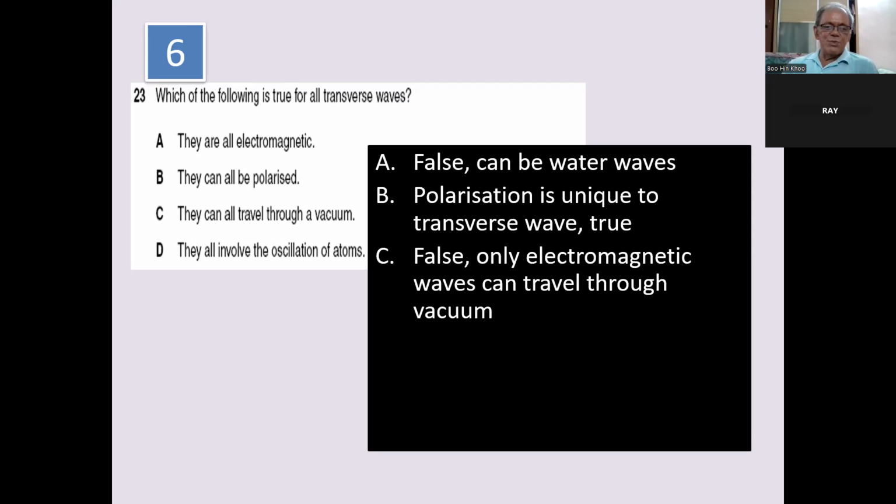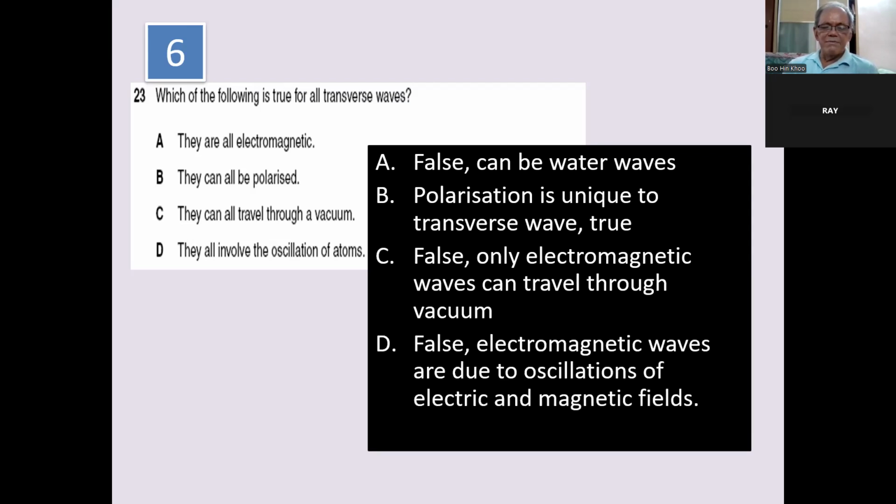They can travel through vacuum. False. Only electromagnetic wave can travel through vacuum. They are all involved in oscillation of atom. False. Electromagnetic waves are due to oscillation of electric and magnetic field.